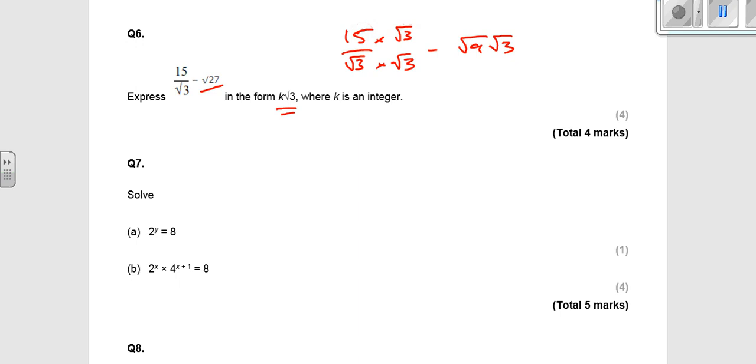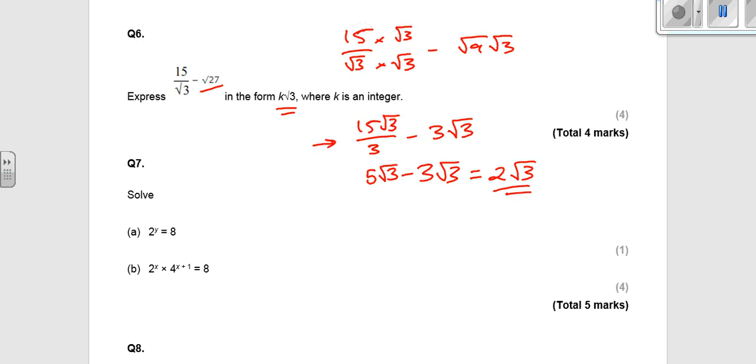Now if we do that, 15, that's going to be 15 root 3. And then root 3 times root 3 is root 9, which is just 3. Minus root 9 is 3 root 3. Then what you do is you cancel down this fraction here. So that's 15 over 3, which is 5 root 3. Minus 3 root 3. So 5 root 3, take away 3 root 3, and you're left with 2 root 3.